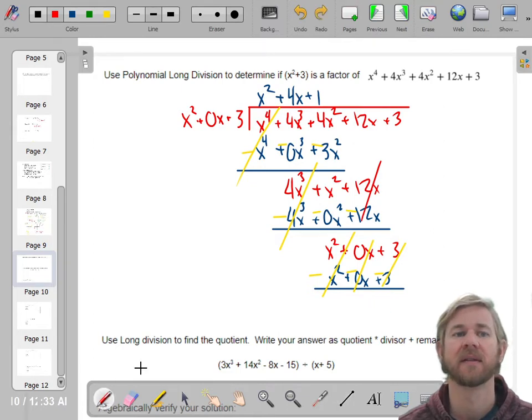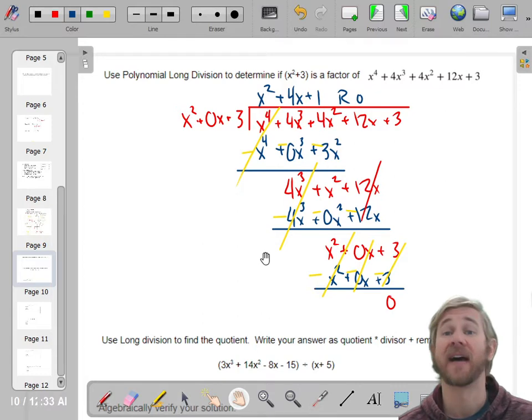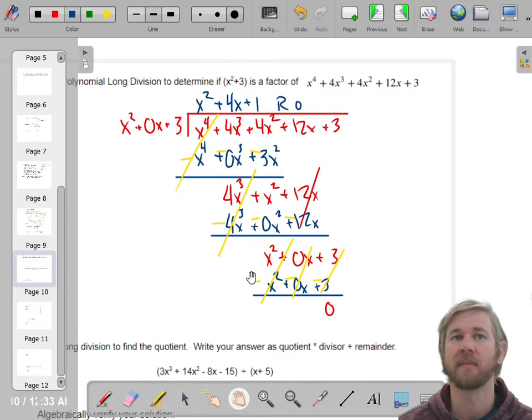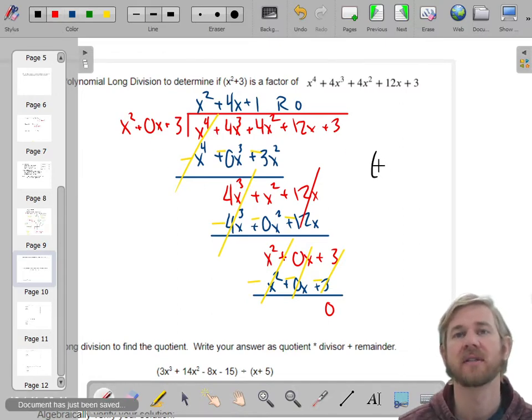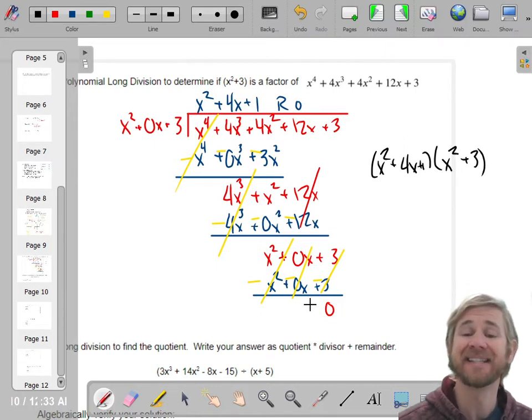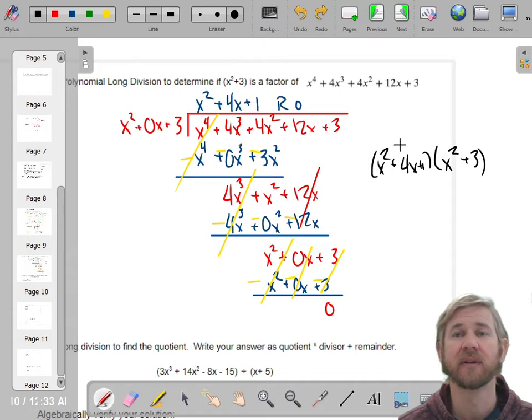Oh, that's not a 0. But I'll say up here, the remainder is 0. Now I'm going to write my answer as, oh wait, no, it says, is it a factor? So the question is, is it a factor? And I should be able to explain to you, yes, it is a factor. I'm going to write it as quotient. The quotient is x squared plus 4x plus 1. And the divisor is x squared plus 3. And there is no remainder. So if there is no remainder, this is the factored form. This was a quartic, degree 4, but I've now factored it into the product of two quadratics.